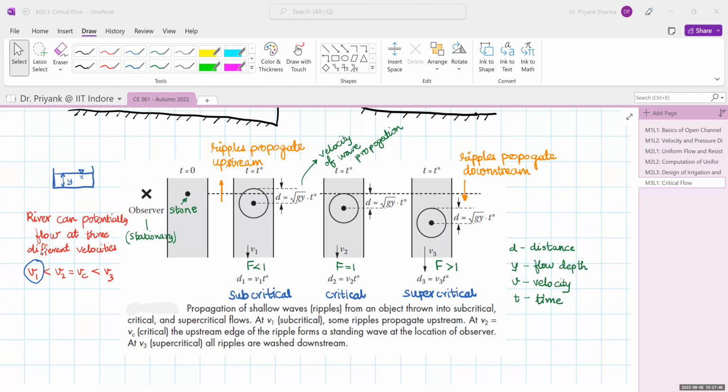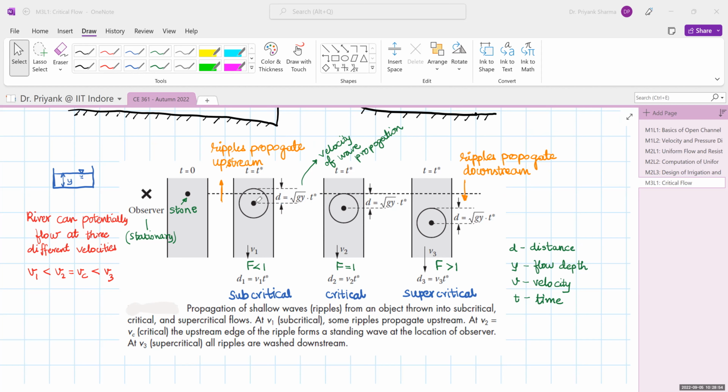So we will discuss the case of velocity v1 first, and then we will discuss the critical and the supercritical stage. So now what happens? At time t0, the observer throws a stone in the center of the river. Now when you throw a stone in a water body, waves will be formed, and ripples will propagate. So let us say at time t equal to t star, the ripples propagate with a velocity root gy, that is the velocity of wave propagation, and the distance traveled is equal to root gy into t star.